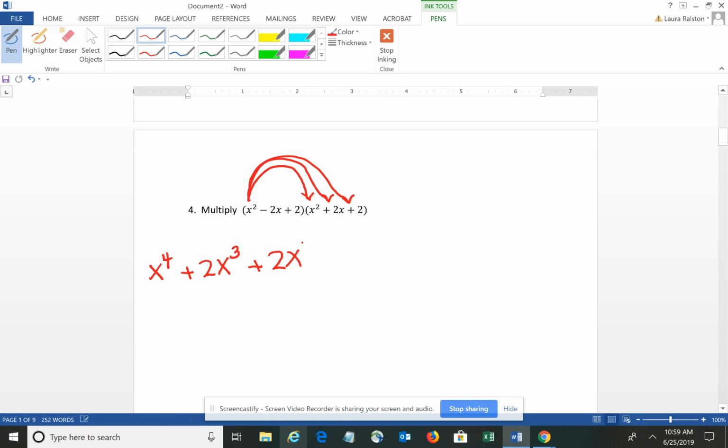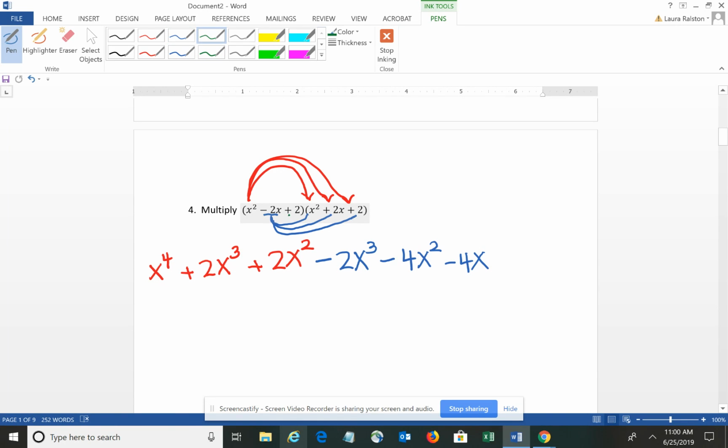plus 2x squared. And then I go back and I start over and I do negative 2x. So negative 2x times x squared is minus 2x cubed. Minus 2x times plus 2x is minus 4x squared. Minus 2x times plus 2 is minus 4x. Please, please, please be careful and watch those signs. If you get in a hurry, you'll mess them up.